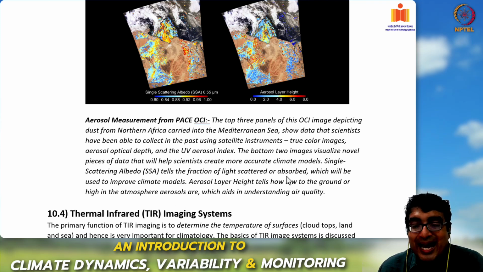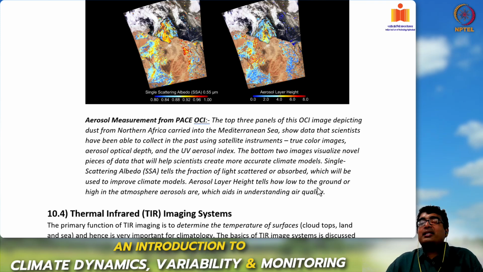Fraction of light scattered or absorbed, which will be used to improve chemical models. Aerosol layer height tells us how low to the ground or high in the atmosphere the aerosols are, which aids in understanding the air quality as well. So this kind of gives us information about aerosols, which is a very important element in our climate, both from global warming, climate change perspective as well as pollution perspective.